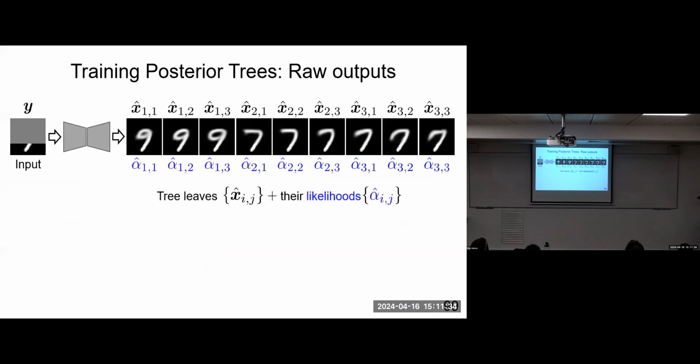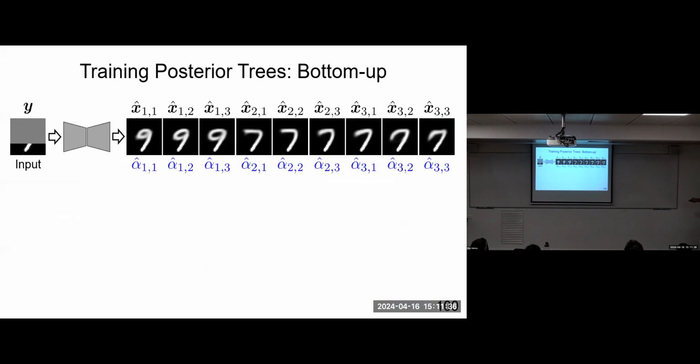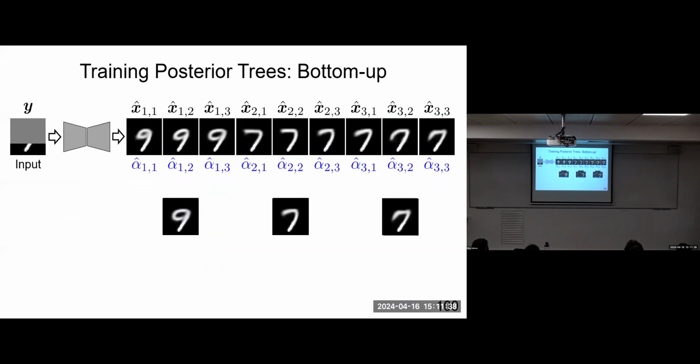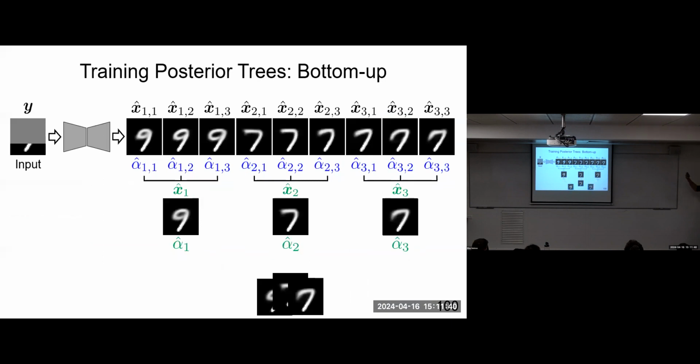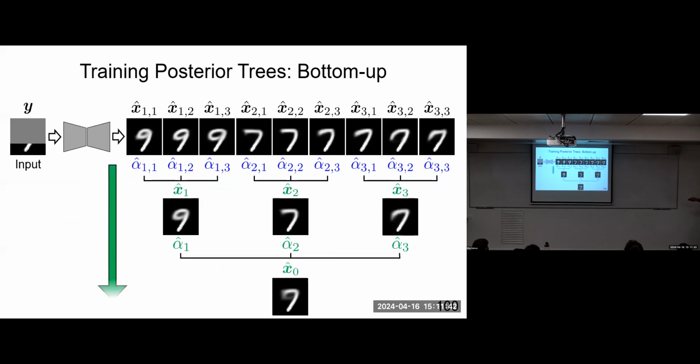And we output also their likelihoods. And then using these, basically using weighted averaging, we construct the tree from the bottom up, right? Until we end up with the tree root, which is what we want to be the posterior mean.